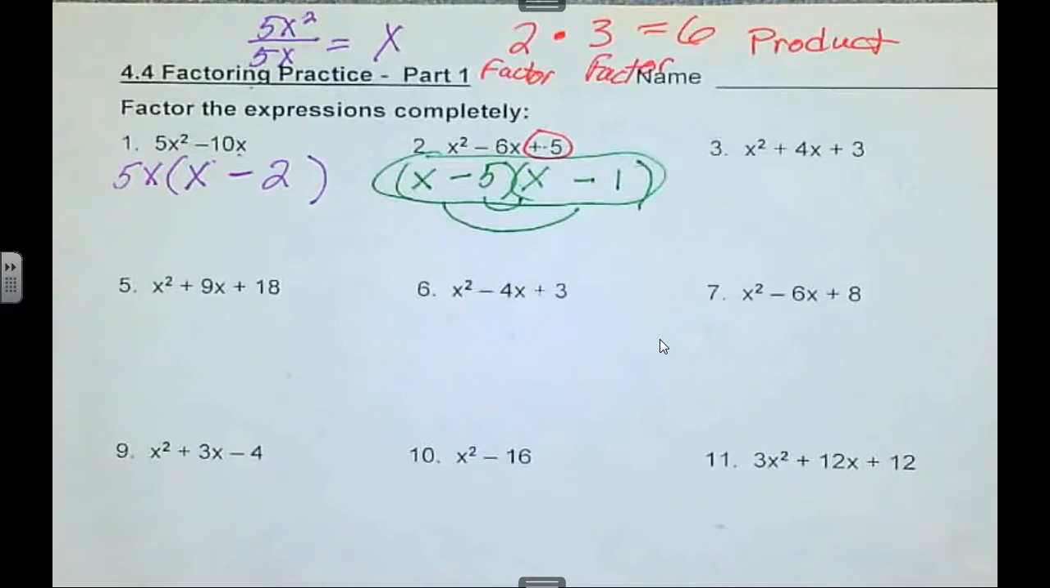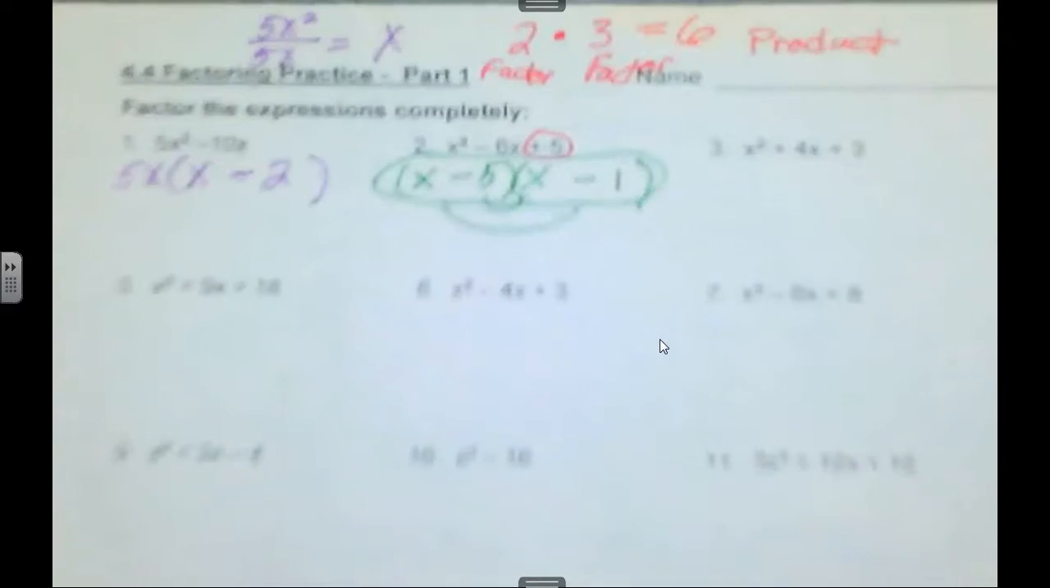Now, do you want me to do another one? Number 3. No. You guys have got to do some practice. The only way you're going to learn this is to practice. I need visual examples. You should have done number 3 last night for homework.